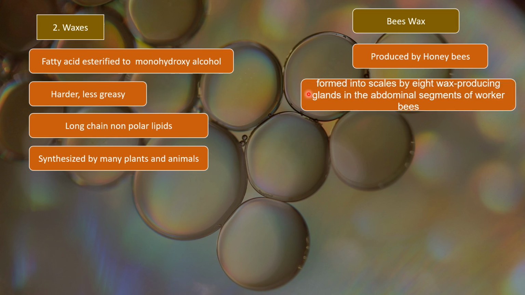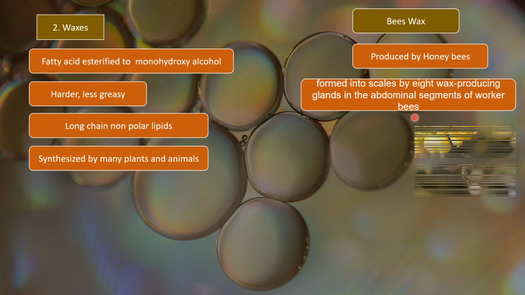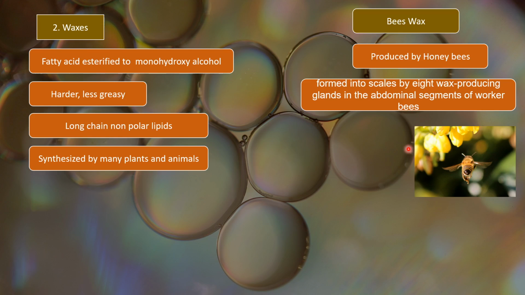This wax is formed in the 8 wax producing glands present in the abdominal segment of worker bees. Now we know that honeybees have various sections. There is the queen honeybee, and there is the worker honeybee. Worker honeybees are the ones that make the honeycomb, and in their abdominal segment this wax producing gland is present, which produces beeswax.